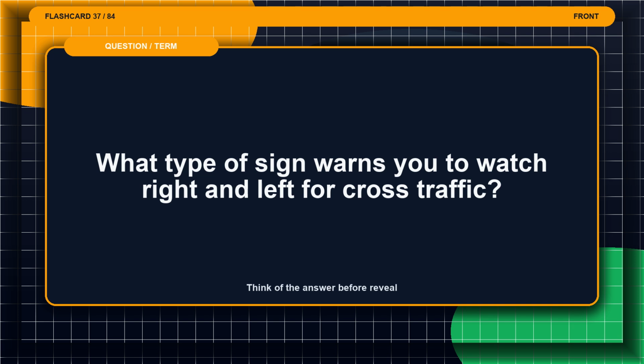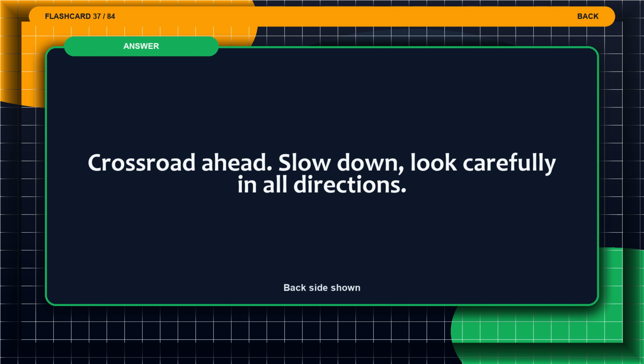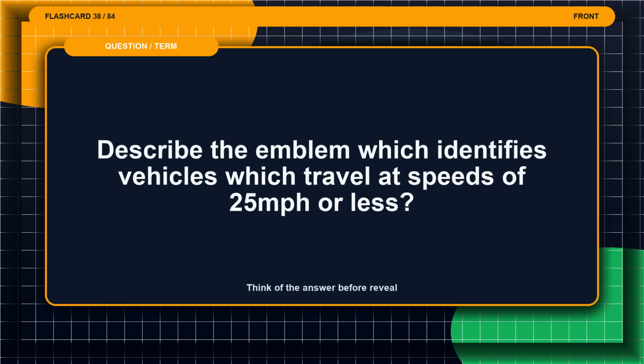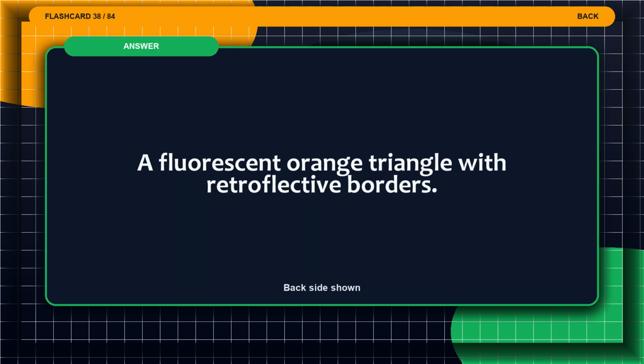Flashcard 37. What type of sign warns you to watch right and left for cross-traffic? Think of the answer before the reveal. The answer is, crossroad ahead. Slow down. Look carefully in all directions. Flashcard 38. Describe the emblem which identifies vehicles which travel at speeds of 25 mph or less. Think of the answer before the reveal. The answer is, a fluorescent orange triangle with retroreflective borders.